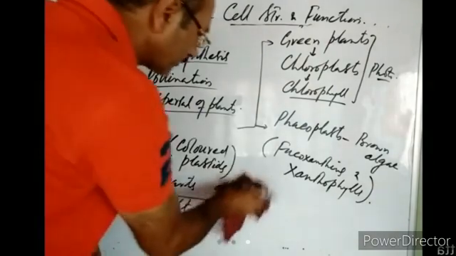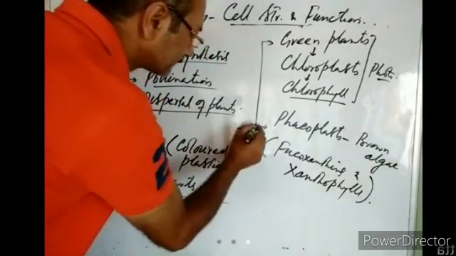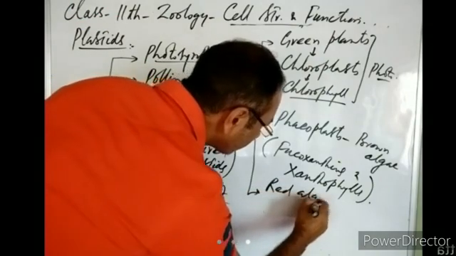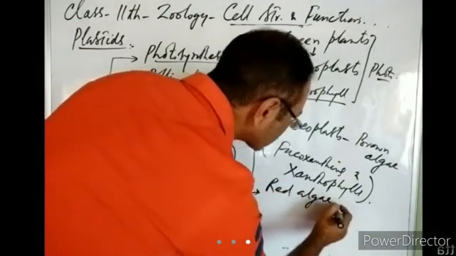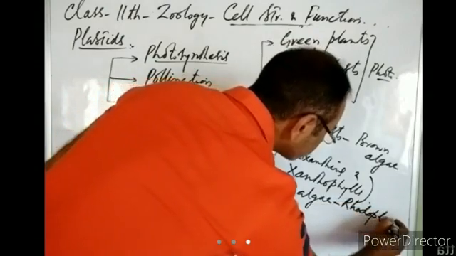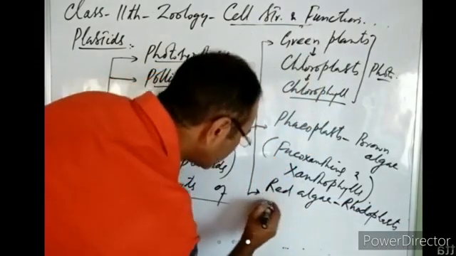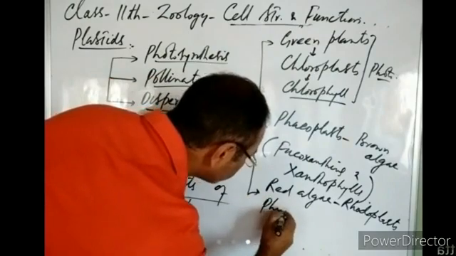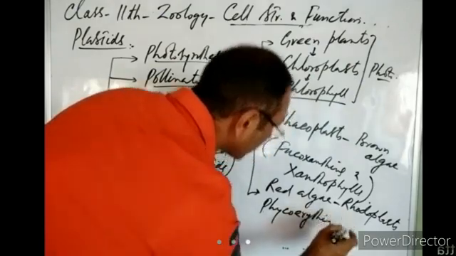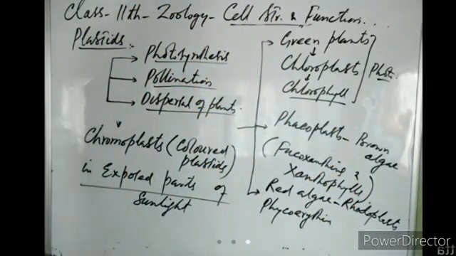Similarly, in red algae, we have another type of plastids. In red algae, there are rhodoplasts. They contain a pigment phycoerythrin. They are also involved in photosynthesis.